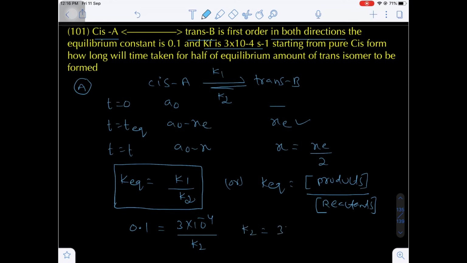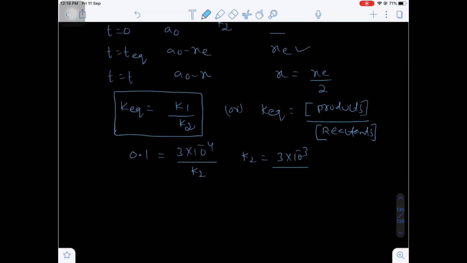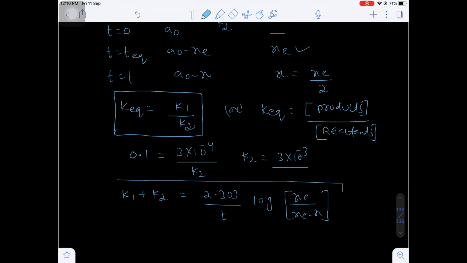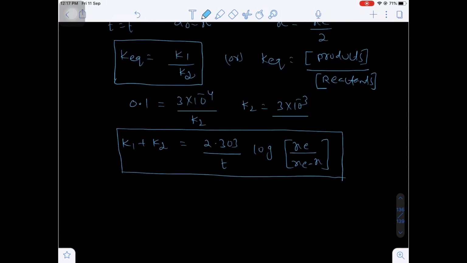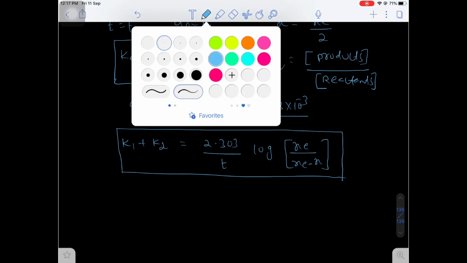K2 value, that is the backward reaction rate constant, will be equal to 3 into 10 to the power minus 3. Now what is the overall equilibrium first order opposed by first order rate constant expression? K1 plus K2 will be equal to 2.303 by t log of Xe divided by Xe minus X. Are you getting my point? Now in this expression we know K1 value, we know K2 value, and we know the Xe value in terms of X. So shall I find the time taken? Yes, we can find the time period.